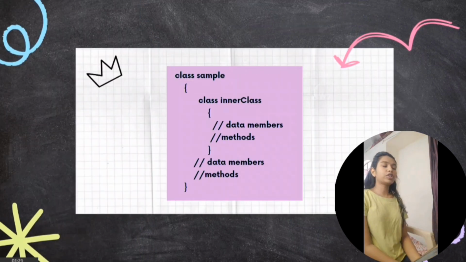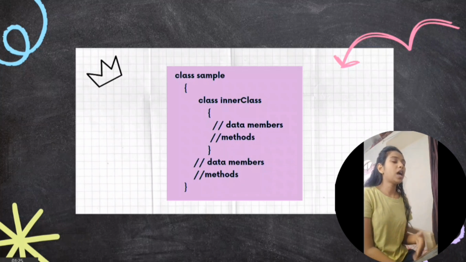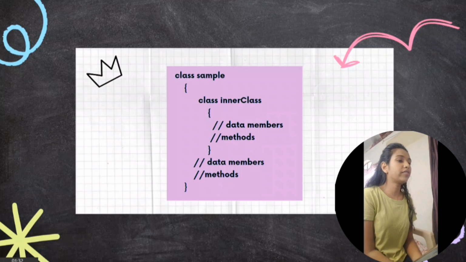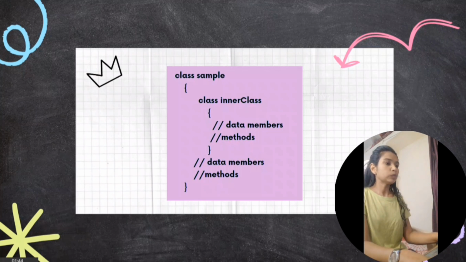So this is how you can write an inner class inside a class. Here I have one class sample, and inside that sample class I have defined one inner class, and inside my inner class I have some data members and methods, and after that I have the data members of my outer class, and there are some methods of the outer class.